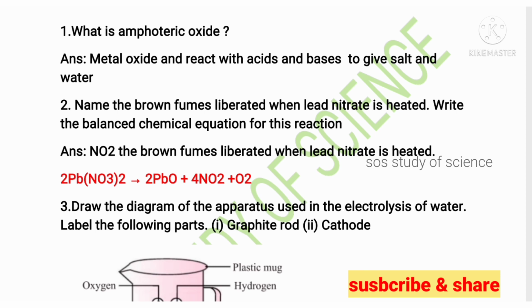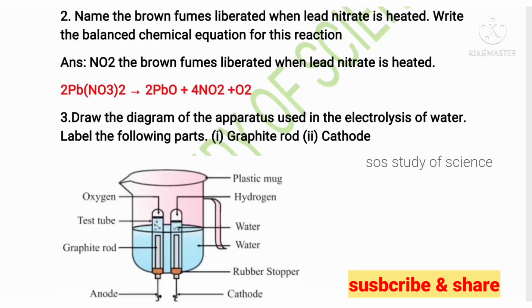First write the elements present on the reactant side and the product side, then write the number of atoms present on the reactant side and the product side, and start balancing. It is a trial and error method. I have explained this in the first video. So, moving to the next question.